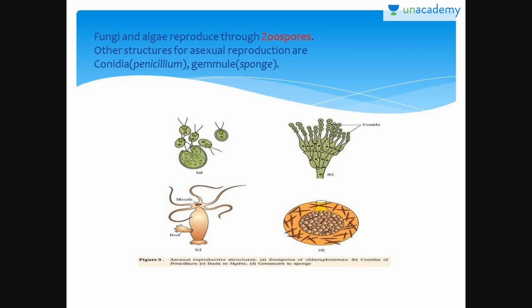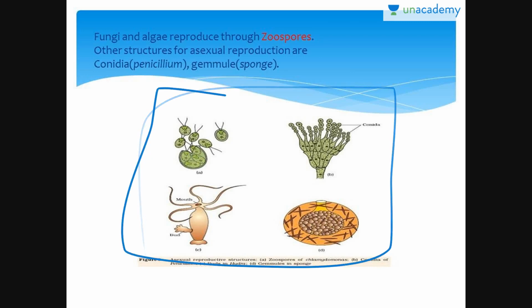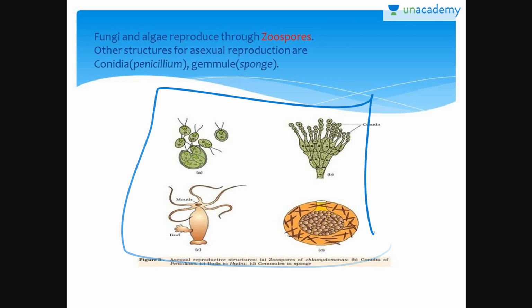Fungi and algae reproduce through zoospores. Other structures for asexual reproduction are conidia in penicillium and gemmules in sponge. So all four examples are other structures of asexual reproduction. So you can have a look here.